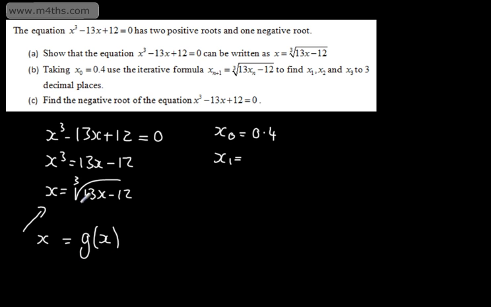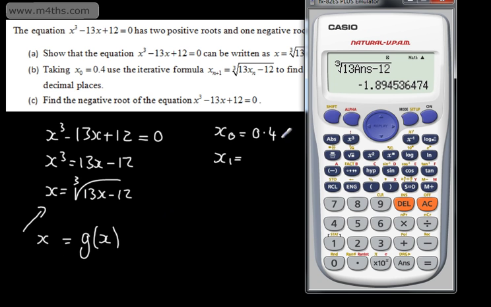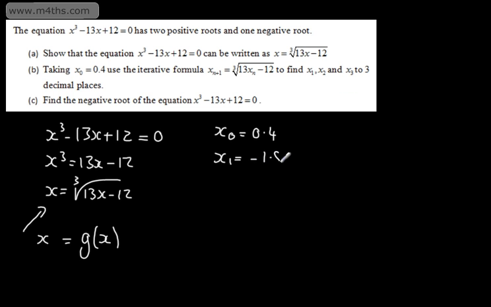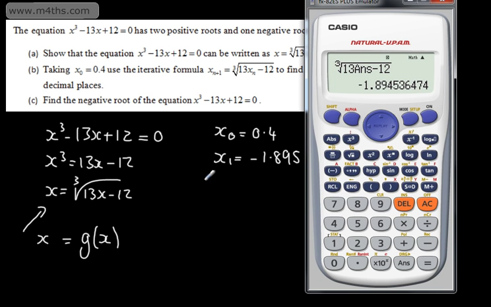We need to give this now to 3 decimal places. So what's that going to be? Negative 1.895. Negative 1.895. This is always easier for you to do because my calculator, as soon as I write on here, disappears. So that's to 3 decimal places.